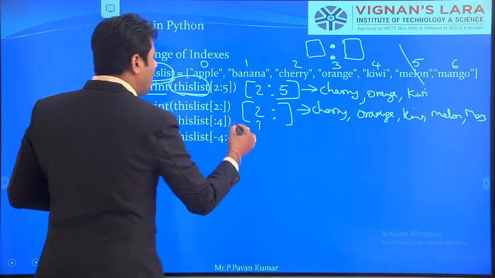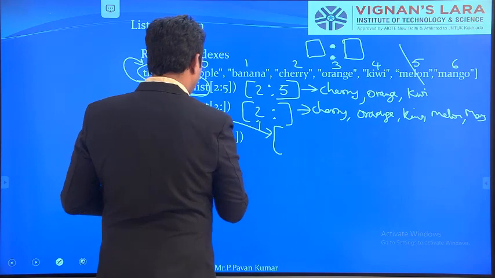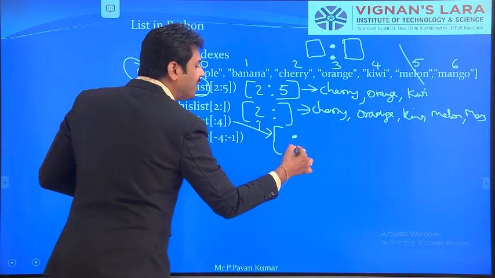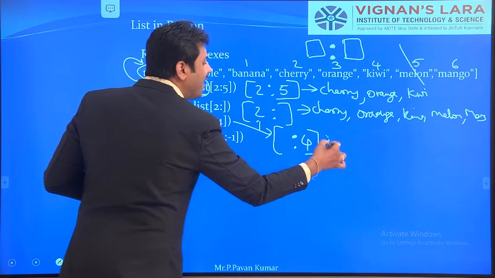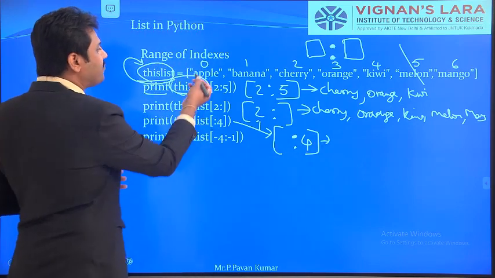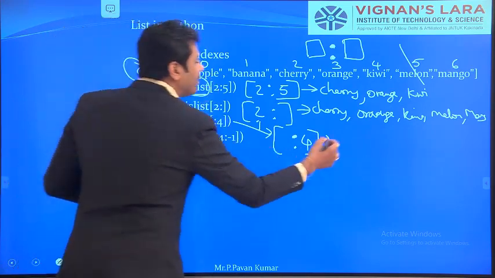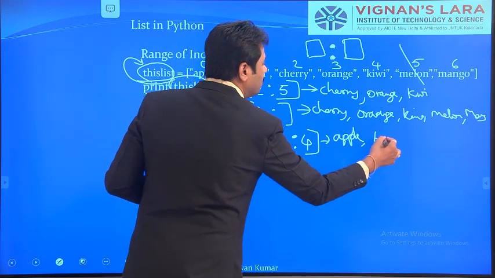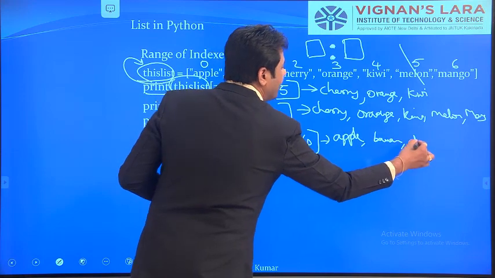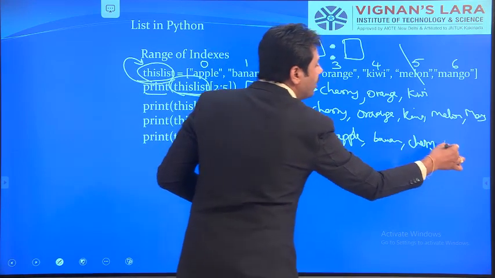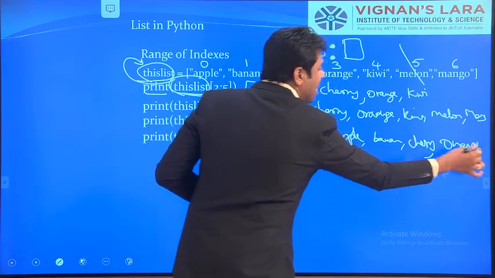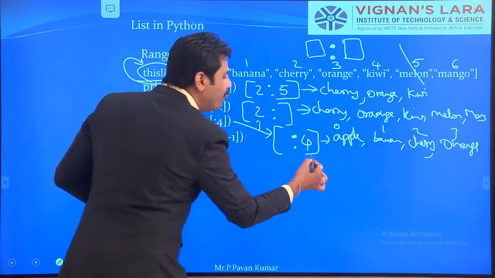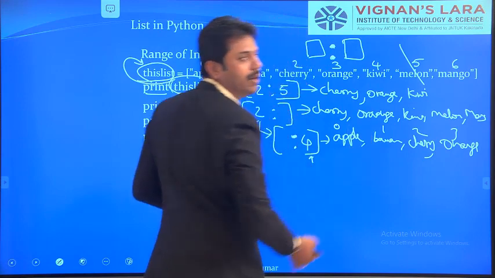Next, here it is: this list of colon 4. Here I am not giving the starting value, just the ending value. That's why it takes from index 0. That means apple, banana, cherry, orange only. That means this is 0, 1, 2, 3. Colon 4 means it goes up to 3 only.